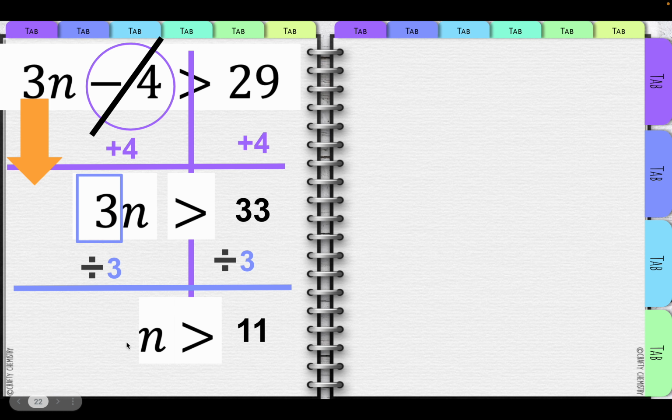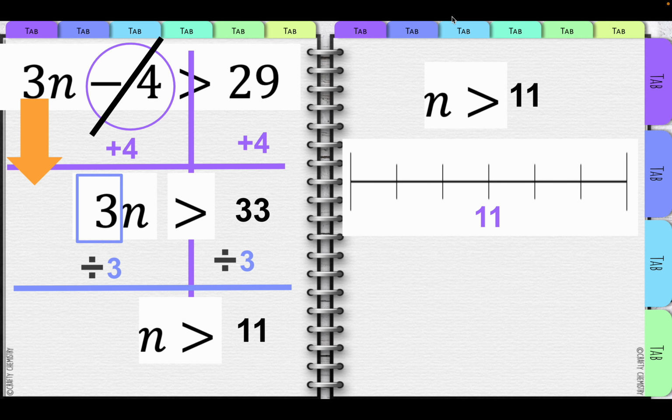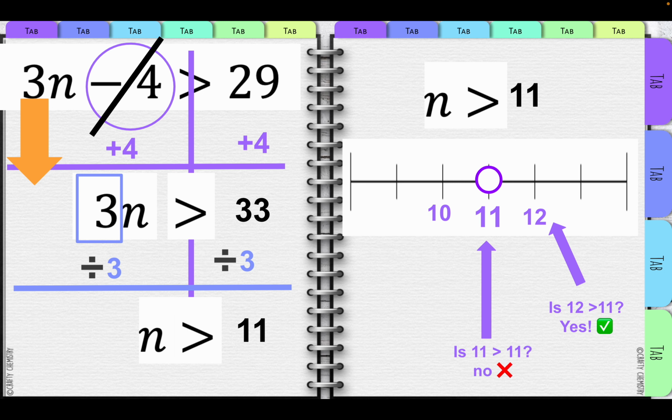So as long as my number that I pick is greater than 11, this original inequality will be true and it will work. So to graph it, we put 11, 1 to the left and 1 to the right. Put a circle on 11. Okay, is 12 bigger than 11? Yep. So I'm going to get to color something over there. 11 is not bigger than 11. I do not get to color in the circle. And 10 is not greater than 11, so I don't get to draw my arrow that way.